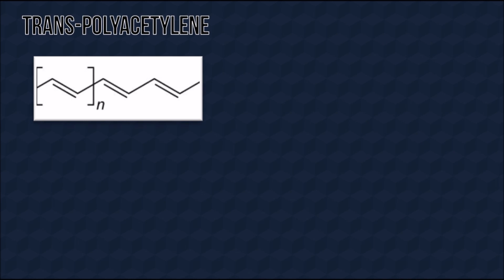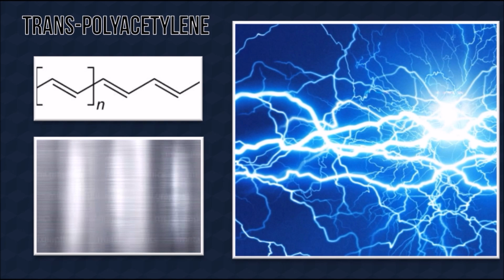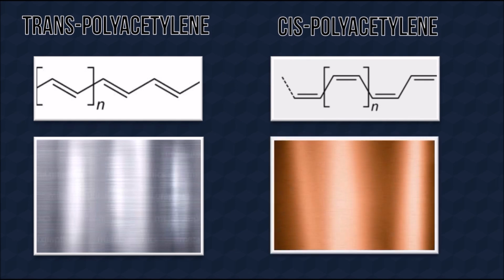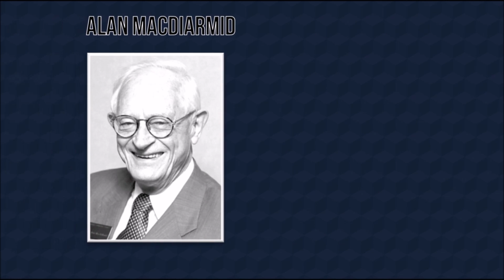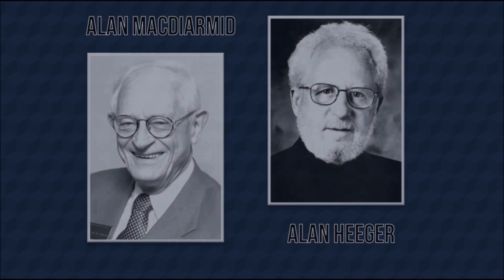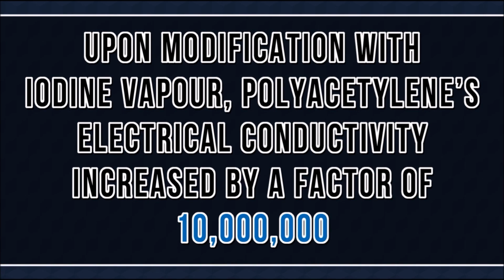This trans polyacetylene was silvery and metallic in appearance and was found to be a semiconducting substance. Soon after this, a method of synthesizing almost purely cis polyacetylene was discovered. Cis polyacetylene had a copper-like appearance and was also a weak semiconductor. The real breakthrough came with the help of chemist Alan MacDiarmid and physicist Alan Heeger, who heard about Shirakawa's discovery and invited him to the University of Pennsylvania in Philadelphia. It was here that they began to modify polyacetylene by oxidation with iodine vapor, and it was found that the oxidized trans polyacetylene's conductivity had increased by a factor of 10 million.